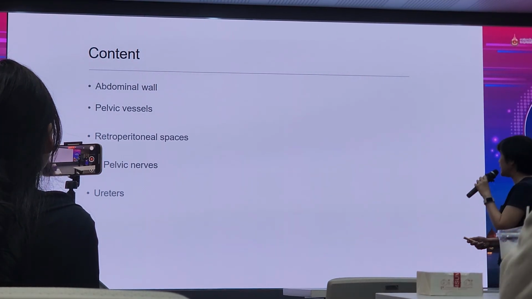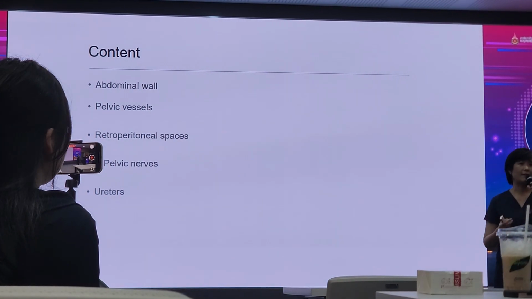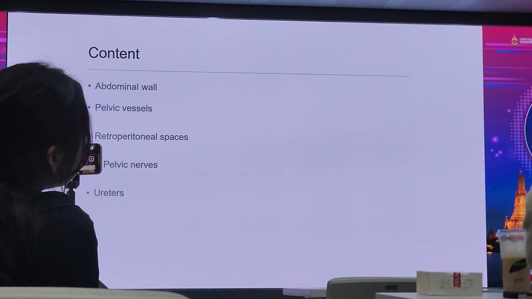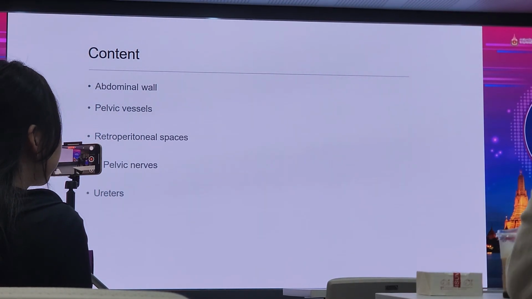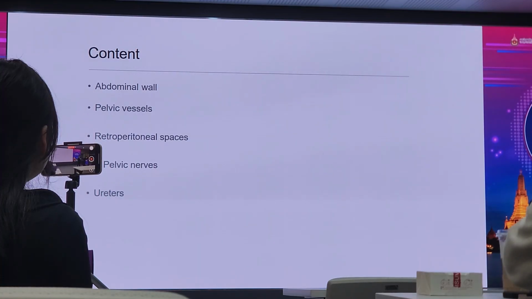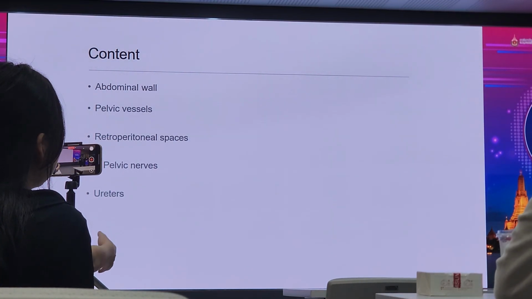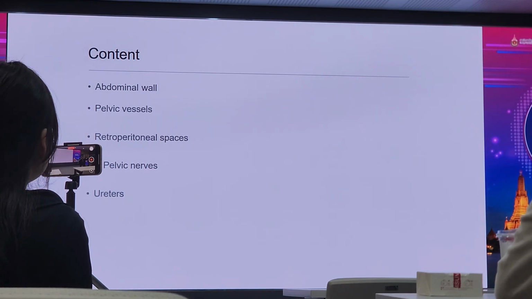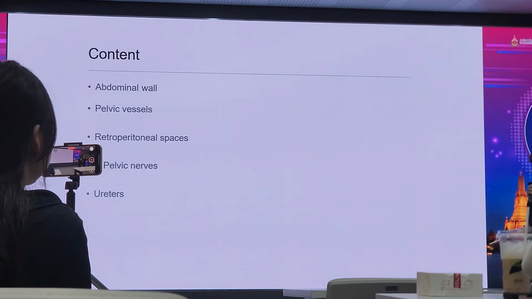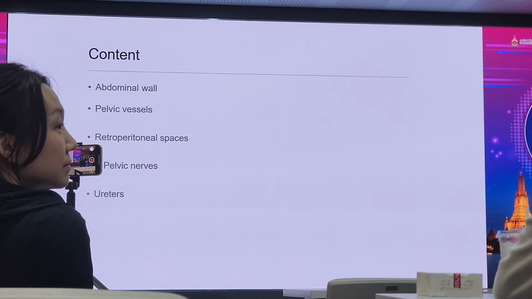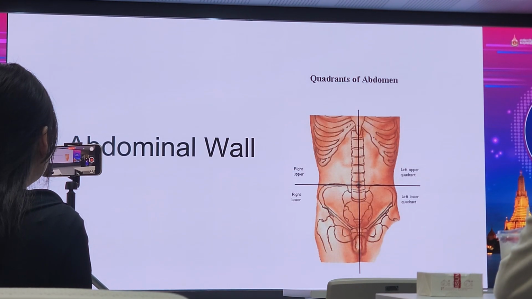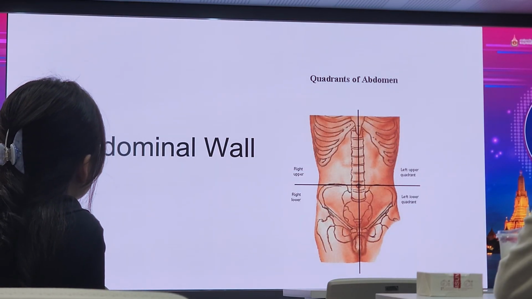The content of today will be the abdominal wall, because you have to enter the abdominal cavity, and then the pelvic vessels, which we have to avoid, and the retroperitoneal spaces, which will be the object of practice this morning. We are going to try to develop the pelvic spaces, identify the pelvic nerve, and end with the ureters. This is the abdominal wall.